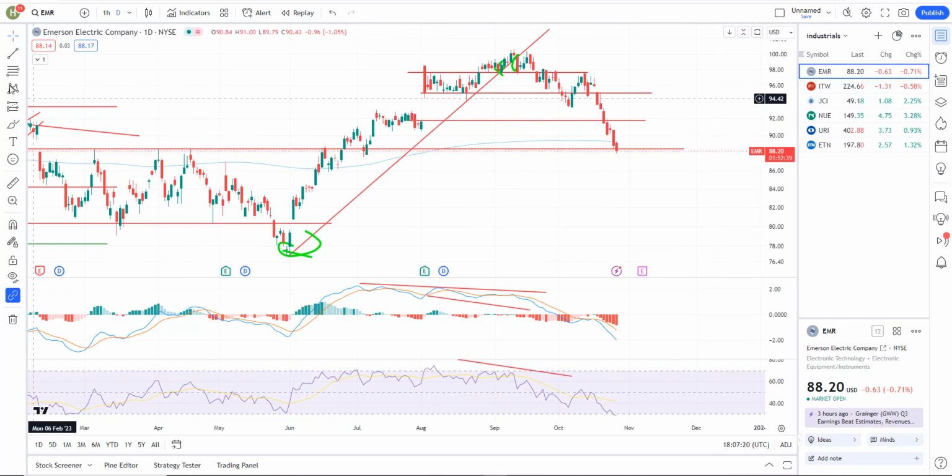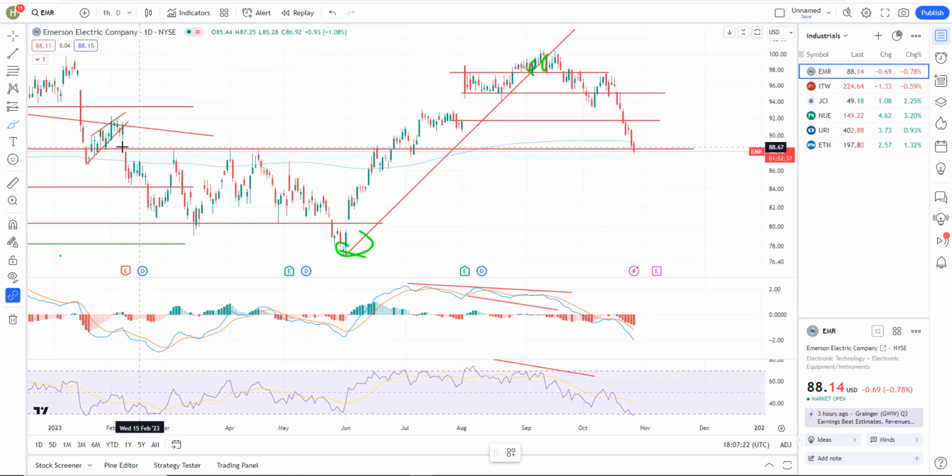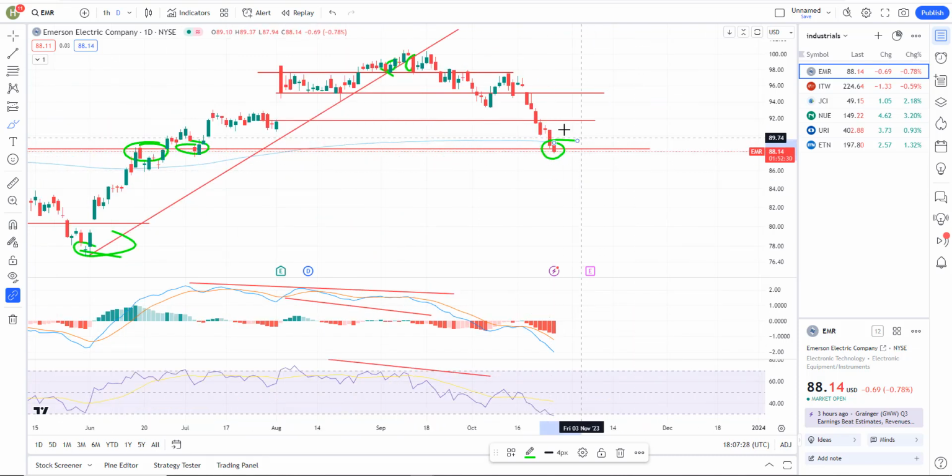EMR, this is one I talked about for a while. It's at good support. Look at that. Support, resistance, resistance, resistance, resistance, support. And we're right there, just below the 200, but that's good support. So if you're still in that, I think it's time to probably lock in profit personally.